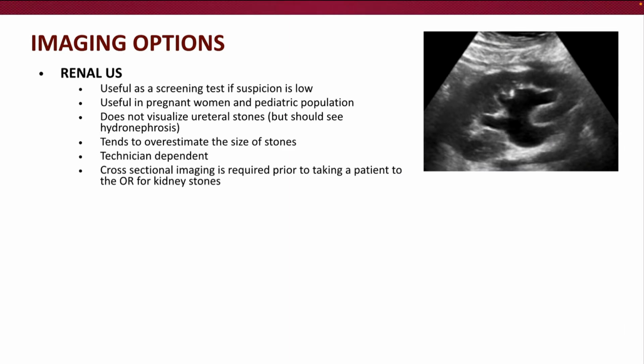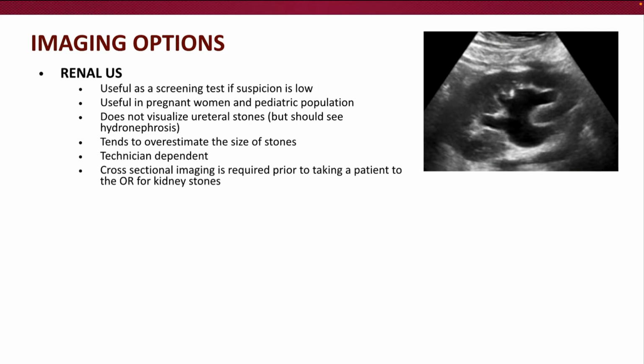So ultrasound is really useful for a screening test. I use ultrasound when my suspicion is low. They don't have a prior history of stones. I have suspicion of musculoskeletal pain. They don't have hematuria. Someone like that is a great person to send for ultrasound because it's no radiation, it's cheaper than the other imaging.